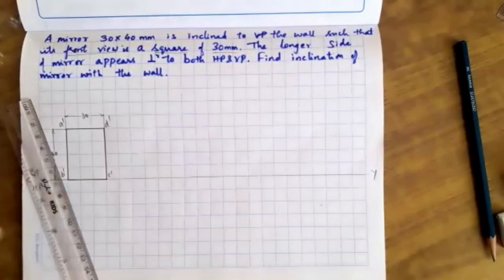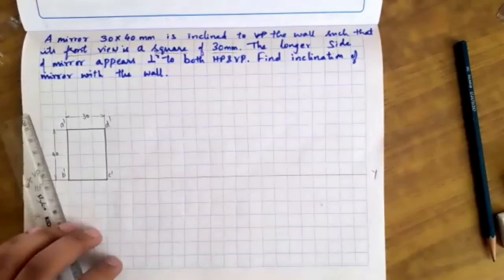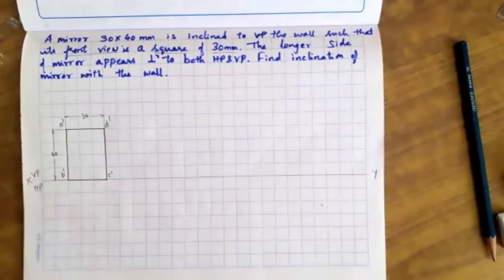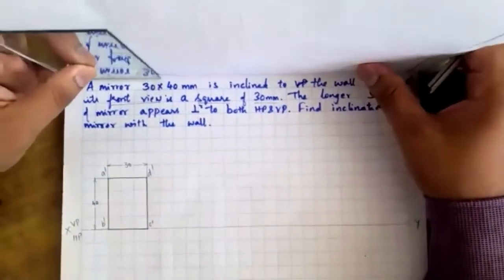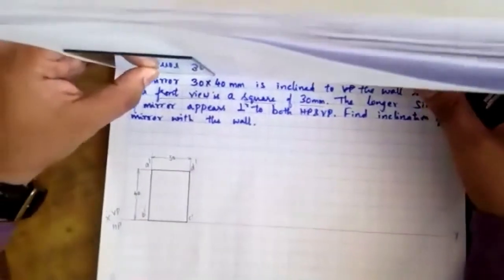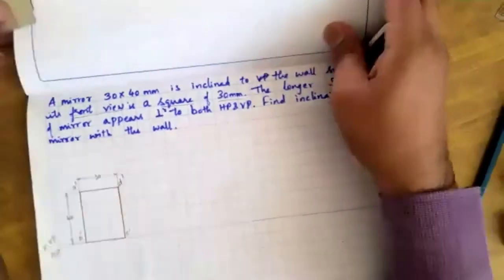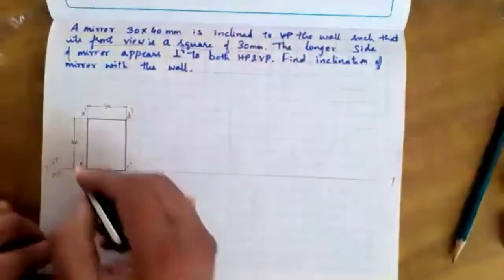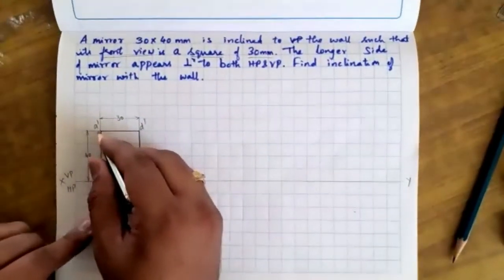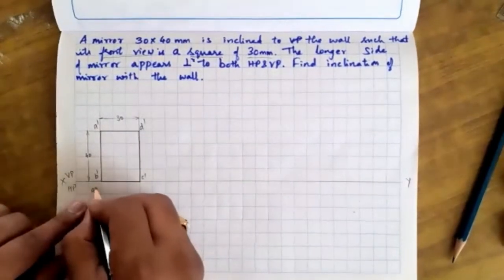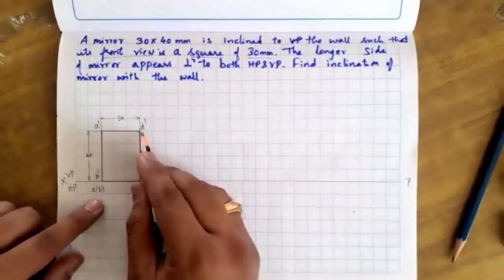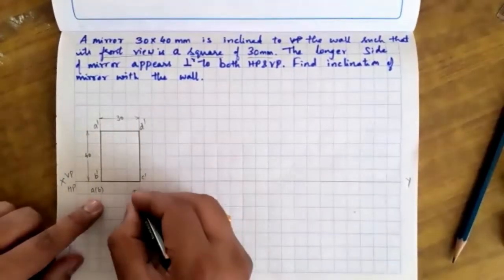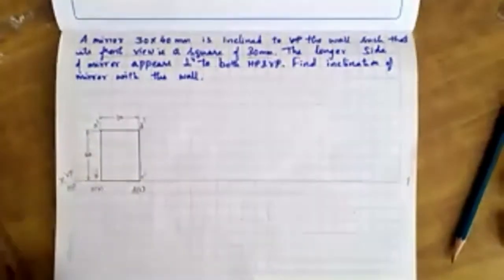So where will the top view be? If a wall is in the vertical plane like this, where will the top view be? On the XY line. The top view will be on the XY line. So how to name it? First I am seeing A and then I am seeing B, so A of B. Yes or no? Next, I'm seeing D and then C, so D of C. We are not providing any dash.